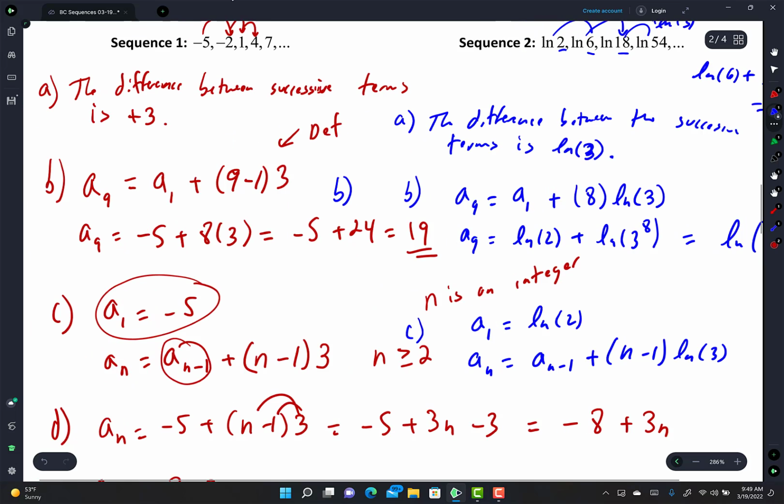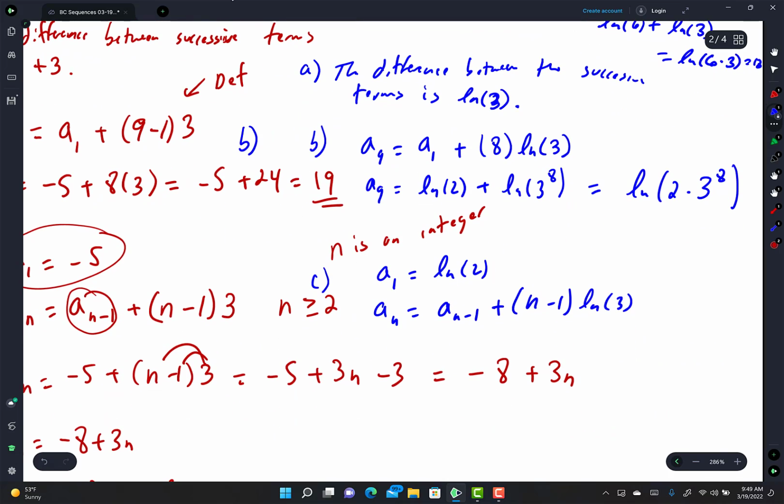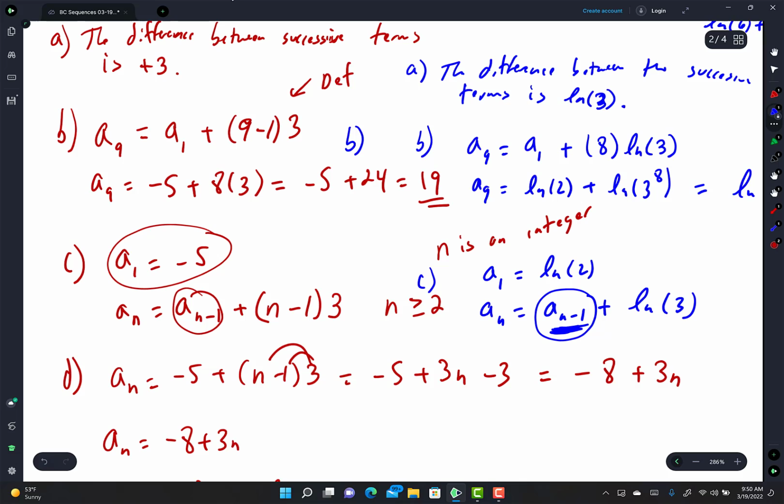Oh, I did mess up. I might have messed up on this one over here too. Darn it. Isn't this one just the next one? Okay, this is the previous one. So this is wrong. It's just plus ln of 3, because this is the previous one. We're only adding ln of 3. So that means I messed up on this one here too, on letter C, right? So that should not be n minus 1. That should be plus ln of 3.